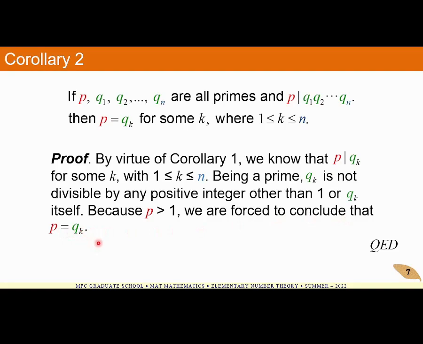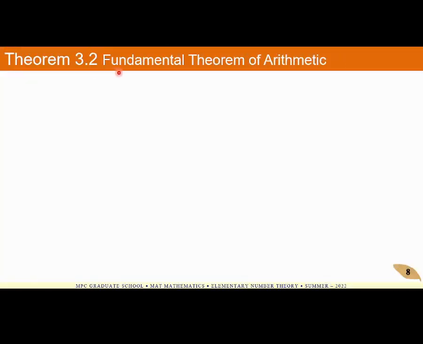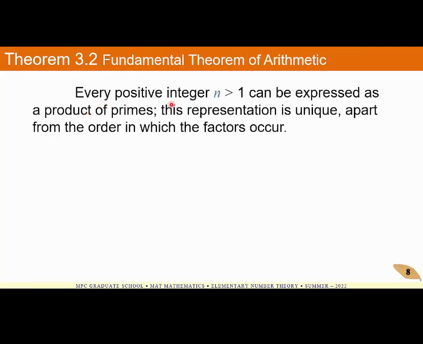End of proof. So let's proceed to Theorem 3.2, the Fundamental Theorem of Arithmetic. Every positive integer n that is greater than 1 can be expressed as a product of primes. This representation is unique, apart from the order in which the factors occur.